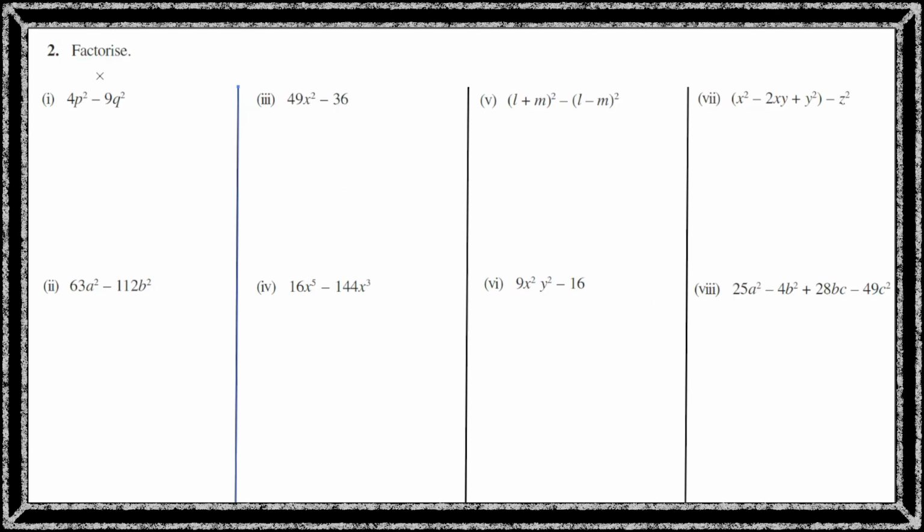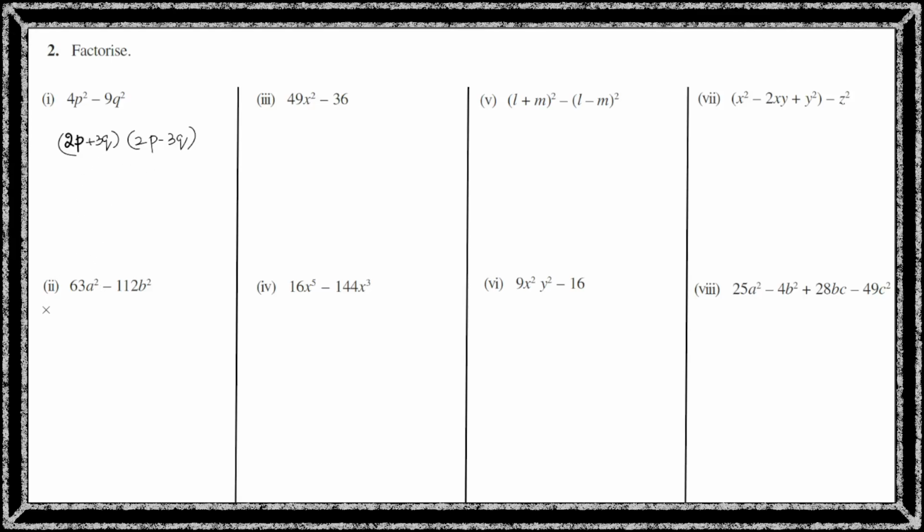Now, let's look at the second question. Now, here you can see that you have two terms in each of these sums. Okay. So, let's look at the first sum. I have two terms and both the terms are perfect squares. Therefore, a plus b into a minus b, which is 2p plus 3q into 2p minus 3q. That's it. This is my factorization, right?